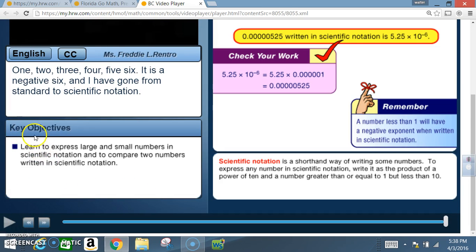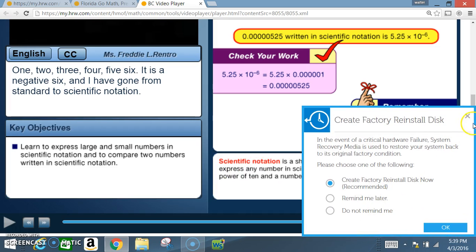Okay, make sure you get the key objective in your notes along with the actual definition of scientific notation. Key objective and the definition of scientific notation. Make sure that's in your notes.